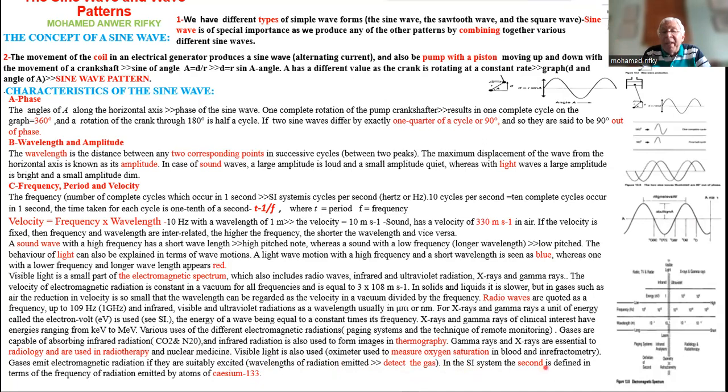Of course, in the systemic international system, the frequency of discharge of cesium 133 is a method to create what we call the second. So 1 second is defined by the frequency of discharge of cesium 133.